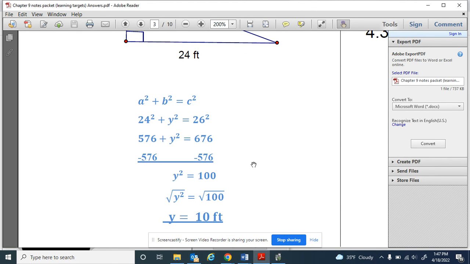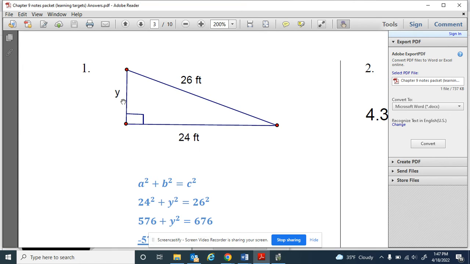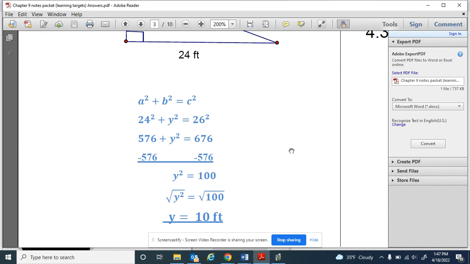So there's our first one. Y is 10. And we could go ahead and label this 10, and we could also check it. We could see if this works. We could take 10 squared plus 24 squared and see if we get 26 squared. And you'll find out that it works. So I'll let the teacher pause the video, and the students can write down that example and ask questions.